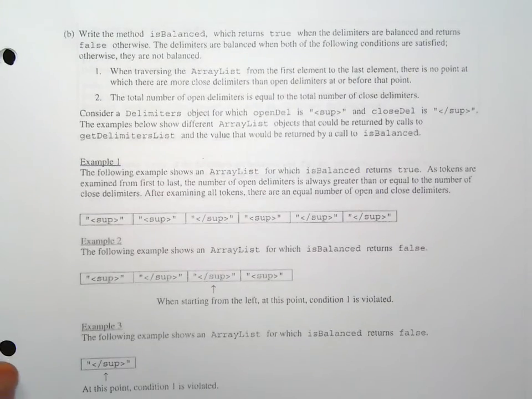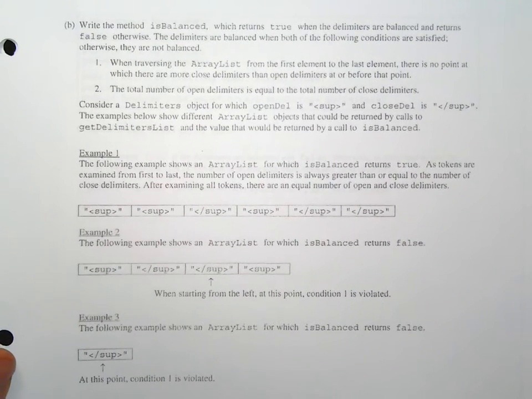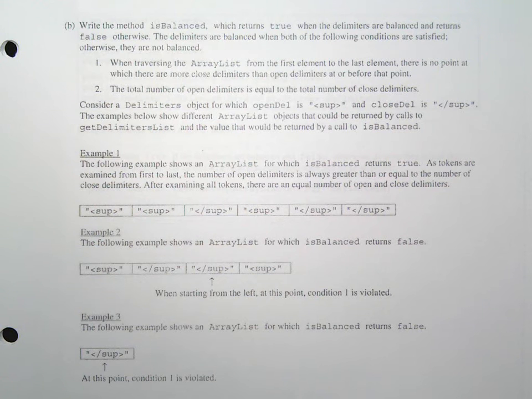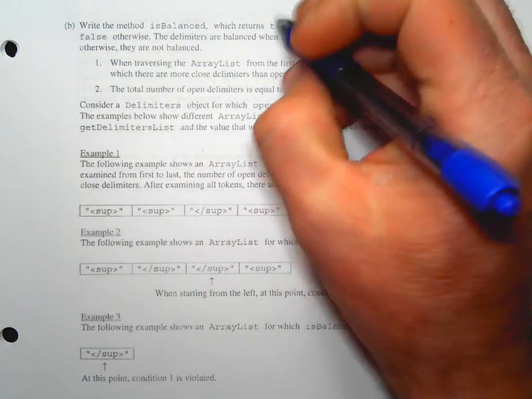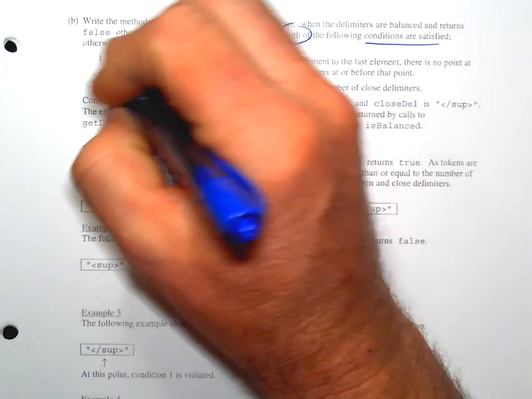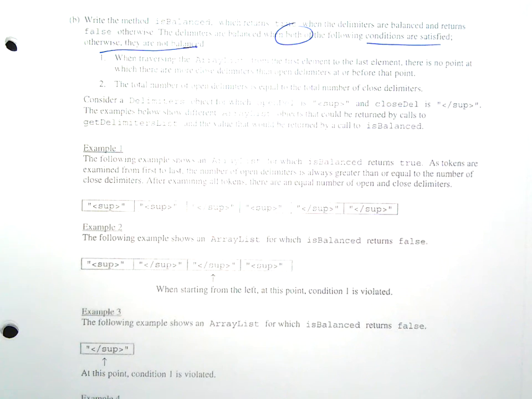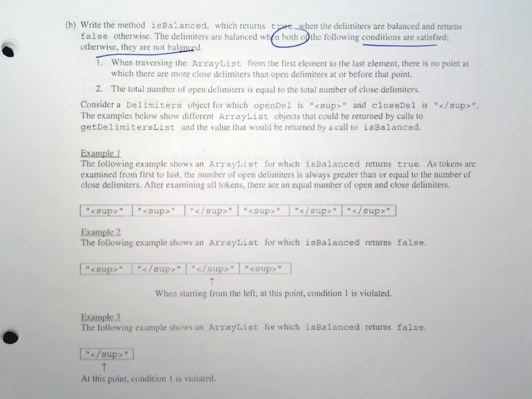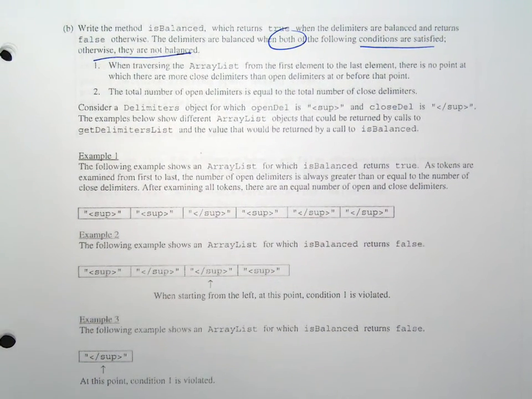So part B says, write the method is balanced, which returns true when delimiters are balanced and returns false otherwise. Delimiters are balanced when both of the following conditions are satisfied. Both of the following conditions are satisfied. Some of you guys only checked for one of the conditions. So there's two conditions, 1 and 2.